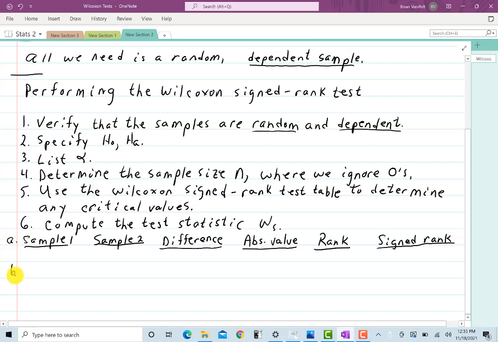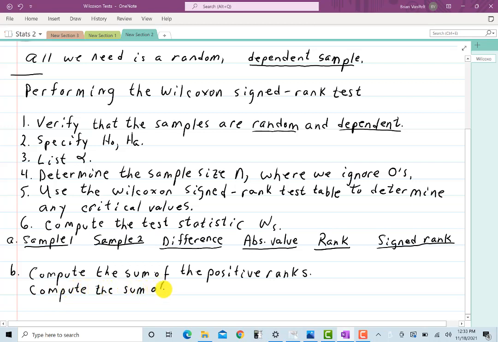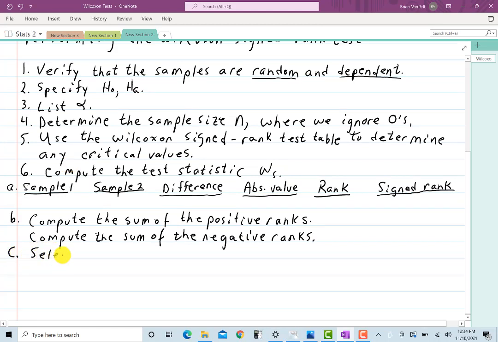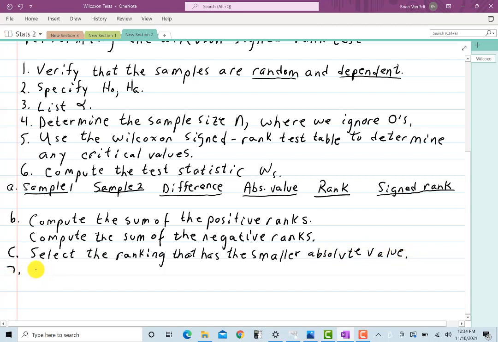Let me call that part A. Part B of this process will be to compute the sum of the positive ranks, compute the sum of the negative ranks, then select the ranking that has the smaller absolute value. Finally, make the decision.